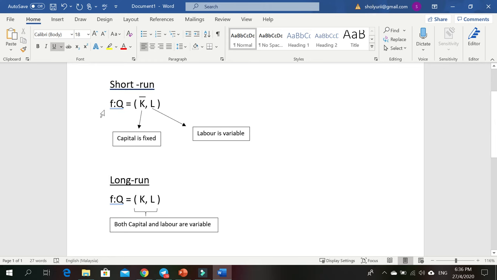So in the short run, why is our input fixed for capital? Because capital here, I already mentioned to you, means machinery, the production aids, the asset of the business. For example, macam stall kita lah. Kalau buat goreng pisang, gerai buat goreng pisang.